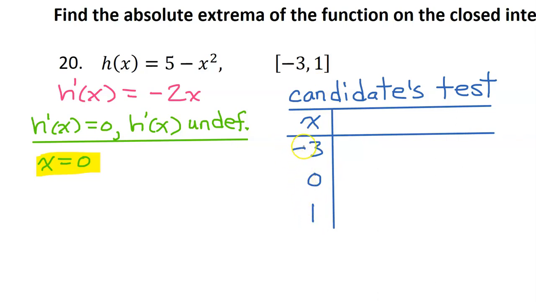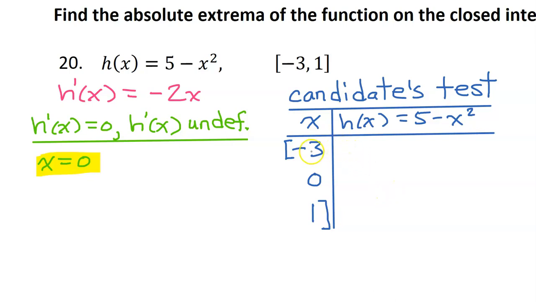We need to indicate somehow which values are included in terms of the endpoints. So notice we have brackets around the negative 3 and the 1. So I'm going to put those brackets right on this candidate's test to remind us that these are included. So the y values are going to come from the original function. So we're going to do h of x equals 5 minus x squared. Now we will simply evaluate the function at each of these three candidates, and whatever is the highest value will be the absolute max, and whatever is the lowest value will be the absolute min.